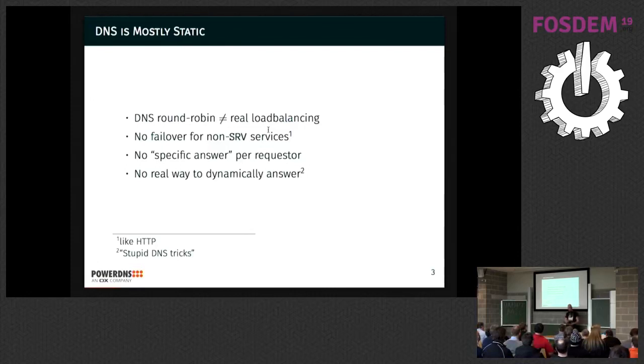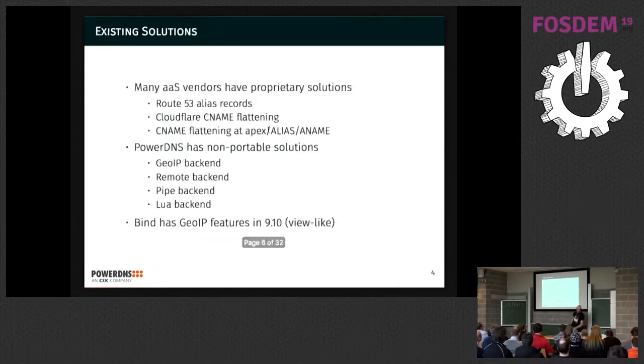You cannot really have a more specific answer per requester, so there is EDNS client subnet that I'll discuss a little bit later as well that enables this. But by default, it's not in the DNS or within the zone. And there is no real way to do dynamic answers, or as Paul Vixie likes to call it, stupid DNS tricks. Even though they're stupid, we like them and they're kind of needed in the internet of today.